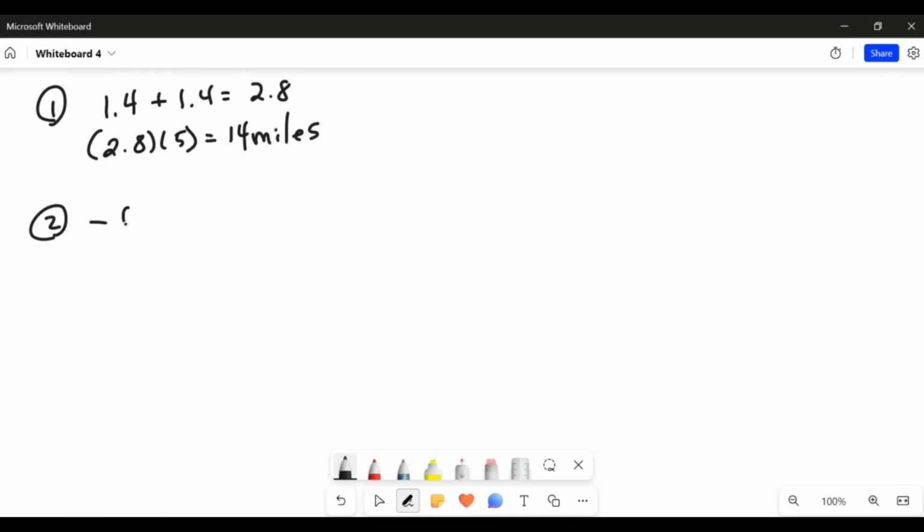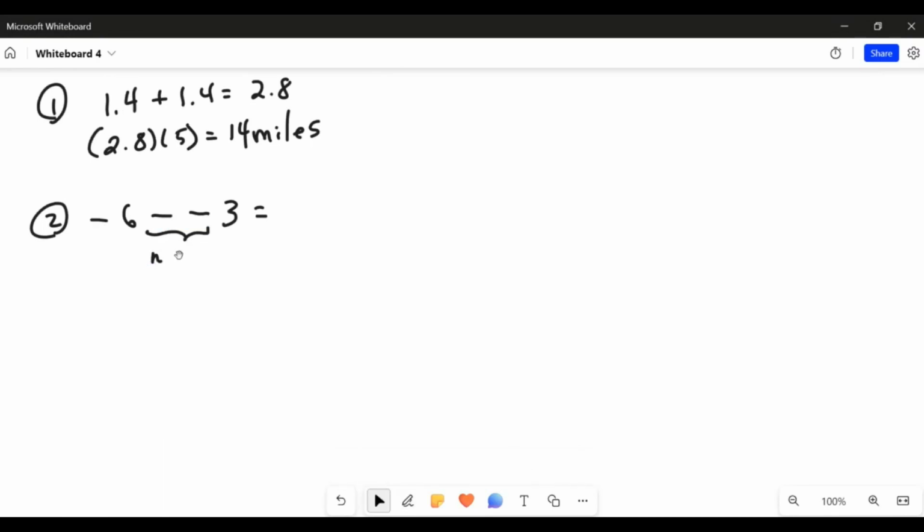On number 2, we have -6 minus -3. Remember that two negatives together is a not. And a not is a positive. So this is really -6 plus 3. -6 plus 3, we have -3.